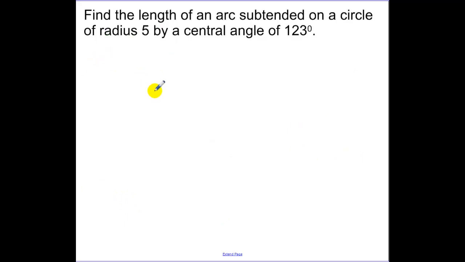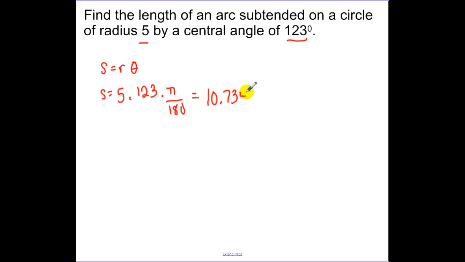Okay, find the length of an arc subtended on a circle of radius 5 centimeters and a central angle of 123 degrees. So remember the formula I just gave us, S equals R theta. So length of an arc, that's what I'm looking for. The radius of our circle is 5, 123 degrees, but remember theta needs to be in radians, so I convert it by multiplying by pi over 180. Now when I plug that in my calculator, we have 10.734. Also realize we're always going to be rounding to 3 decimal places in this class, so I'm going to be looking for 3 decimal places on all problems.